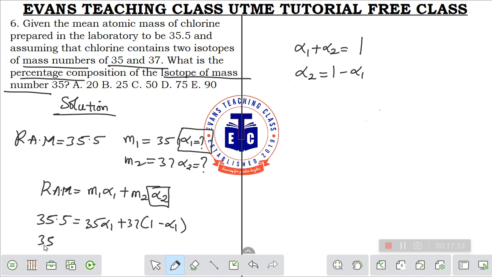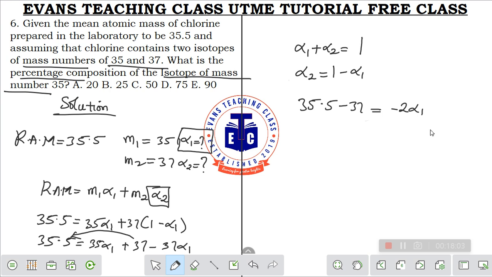So our 35.5 is equal to 35 alpha 1 plus 37 minus 37 alpha 1. Bring this to this side. So what do we have? We have 35.5 minus 37 equals 35 alpha 1 minus 37 alpha 1. That gives minus 1.5 equals minus 2 alpha 1. So divide both sides by minus 2.